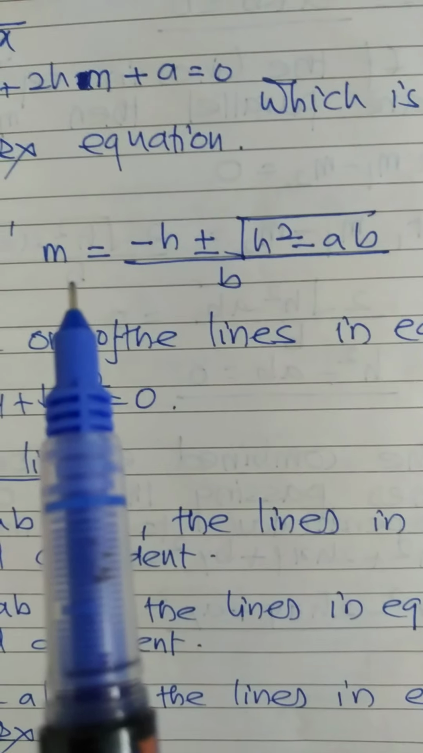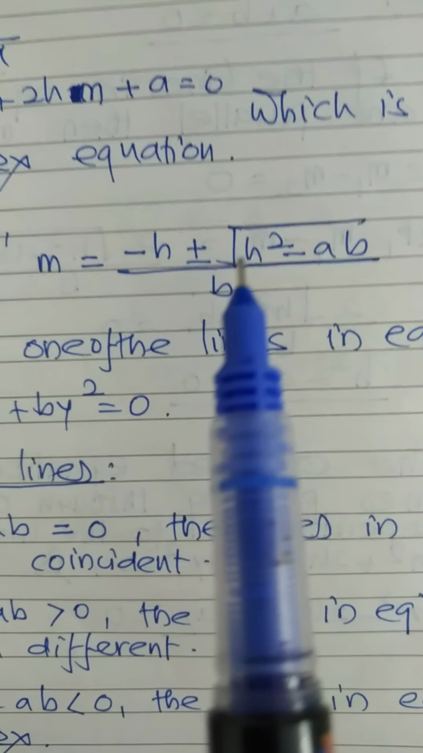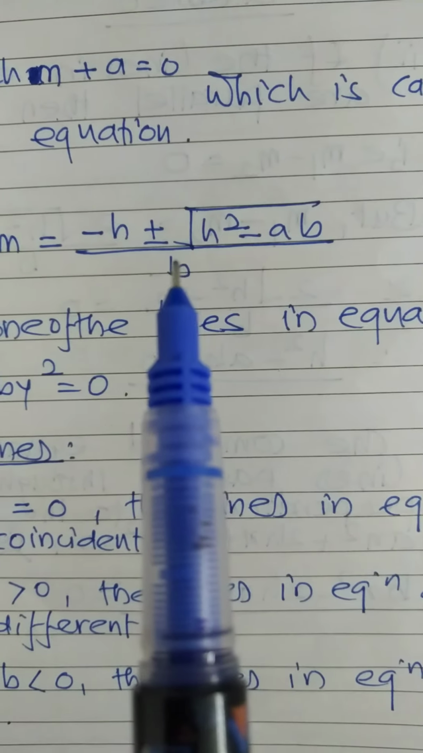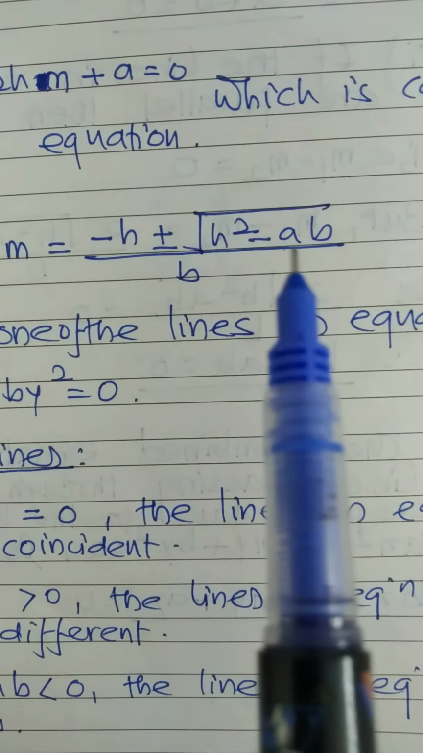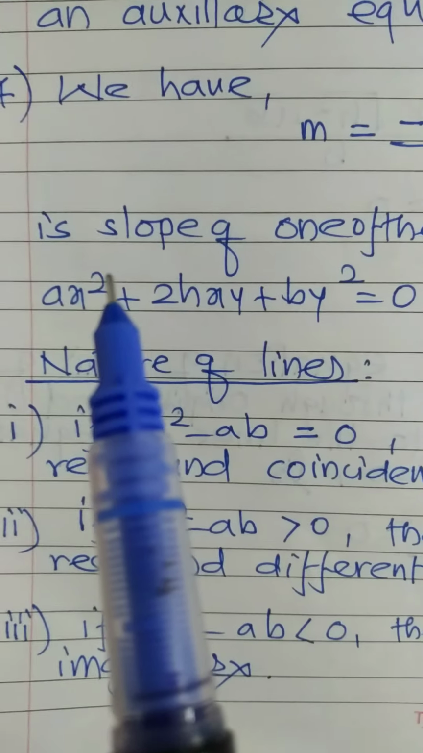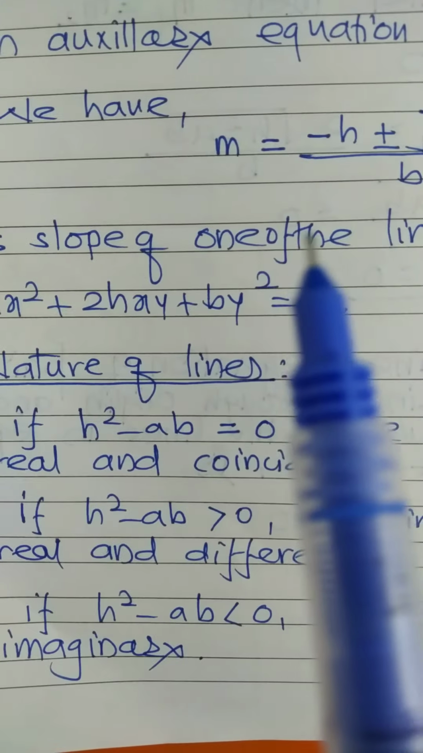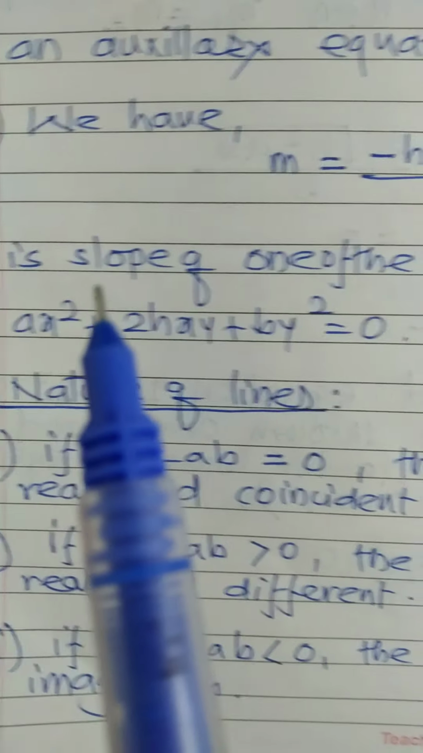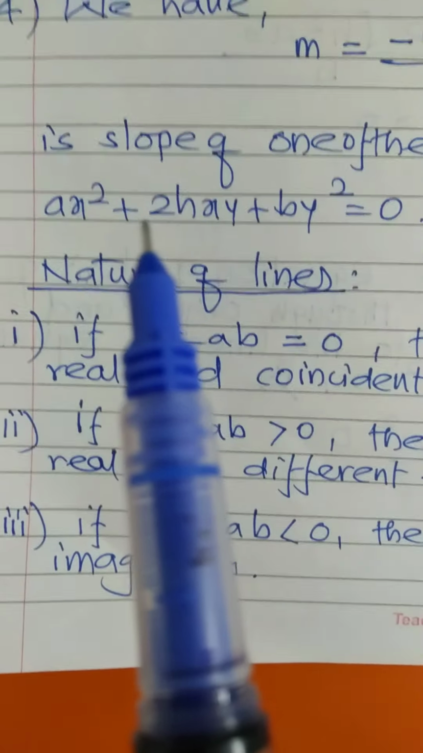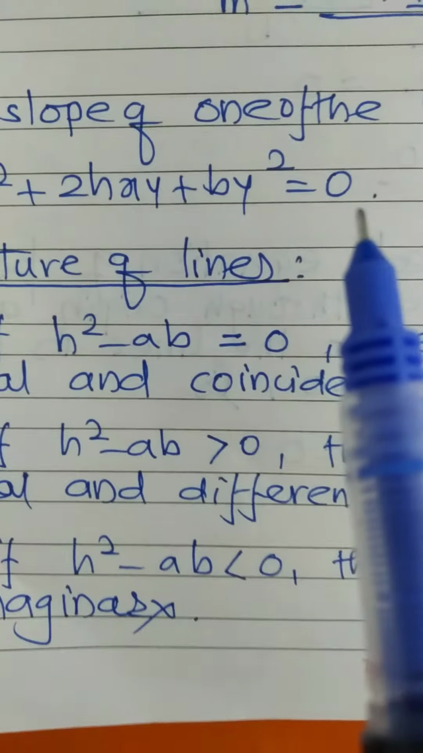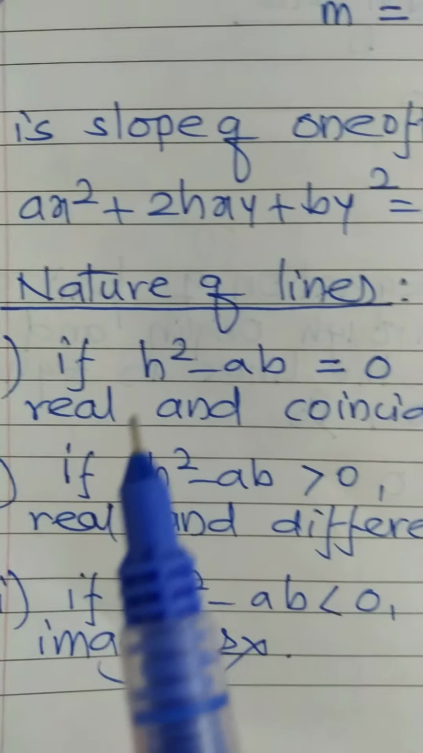So for that, if we consider the nature of lines, then we have to consider that square root term. In a quadratic equation, that square root term we call the discriminant. But in case of the square root here, it is h square minus ab, so it gives the slope of one of the lines in equation ax square plus 2hxy plus by square equals to 0. So from the nature of lines point of view, we have to consider three cases.